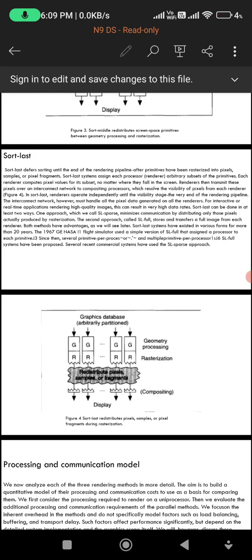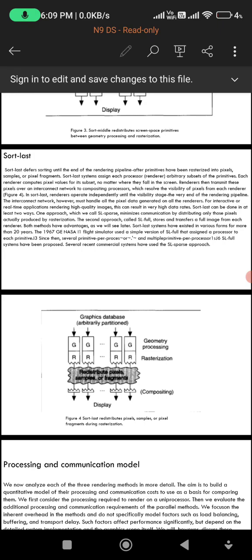In sort last, renderers operate independently until the visibility stage, the very end of the rendering pipeline. The interconnect network, however, must handle all of the pixel data generated by the renderers for interactive or real-time applications rendering high-quality images. This can result in very high data rates.